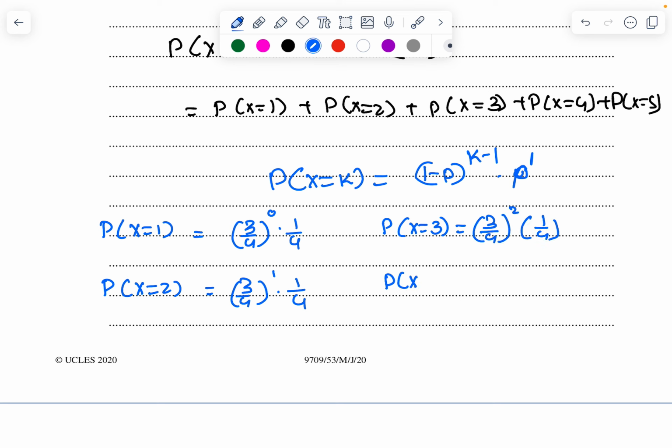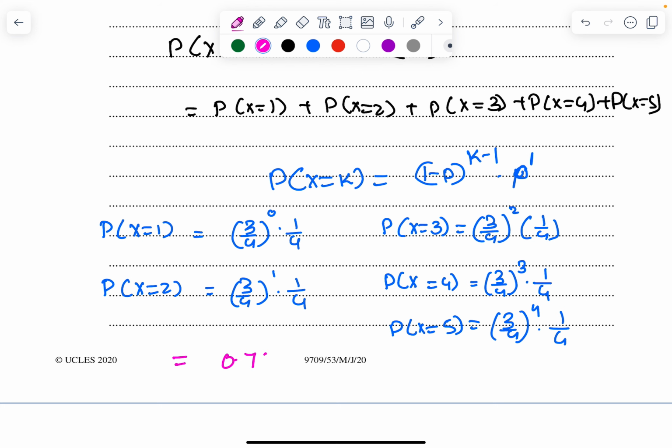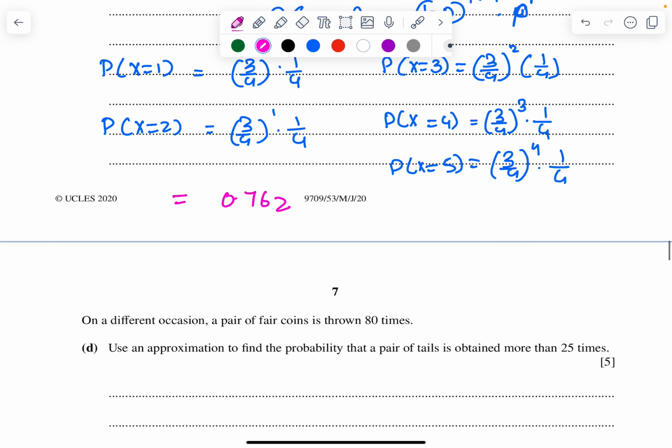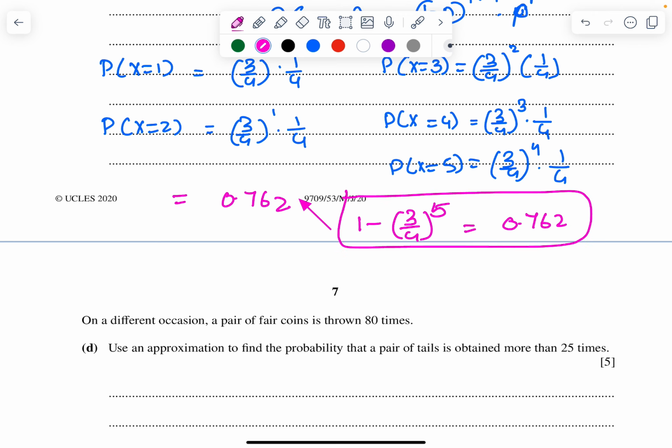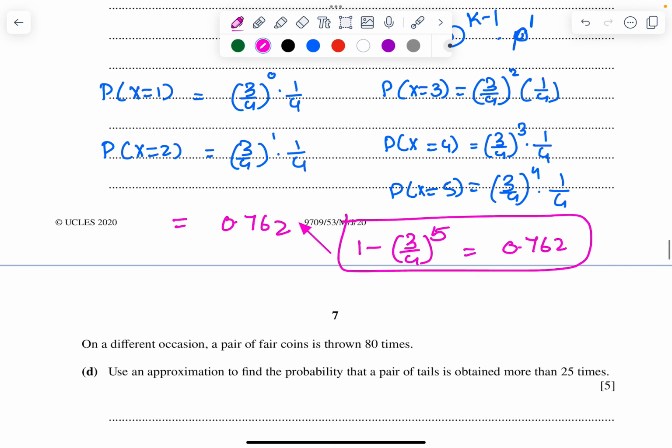I'm doing it deliberately in a difficult way so that you will be able to understand. Probability of x equals 4 will be 3 upon 4 whole to the power of 3 times 1 upon 4. Probability of x equals 5 will be 3 upon 4 whole to the power of 4 times 1 upon 4. Add them all. When you add them all, you should be getting 0.762. Rather than doing it in this way, 1 minus 3 upon 4 whole to the power of 5 will also give you 0.762. This is also one of the ways to get the same answer. This is the shortest way. Based on a 2 marks question, you can do it in method 1 or method 2.